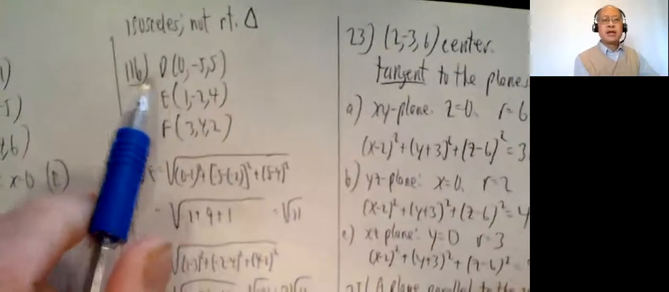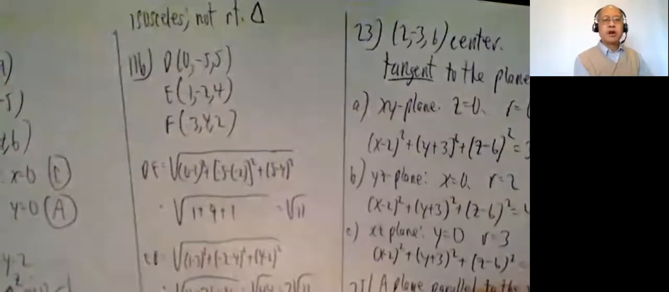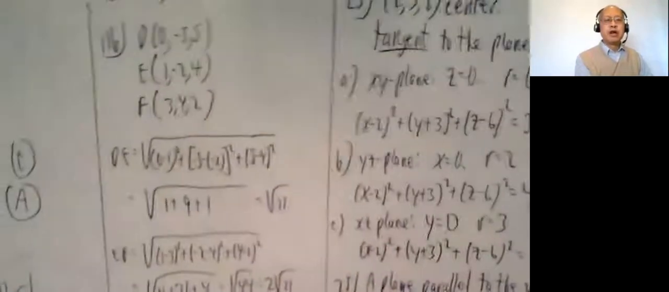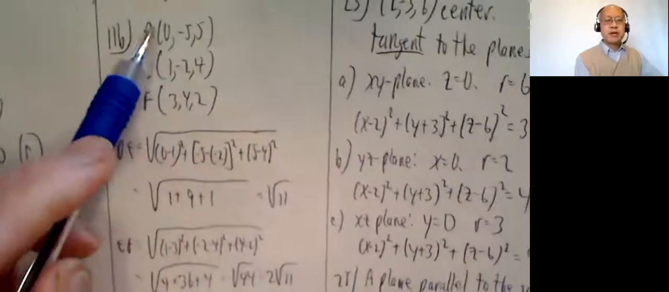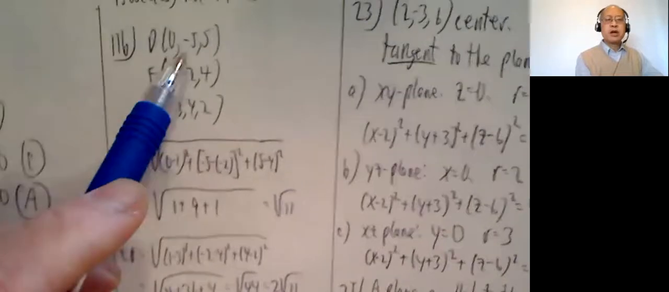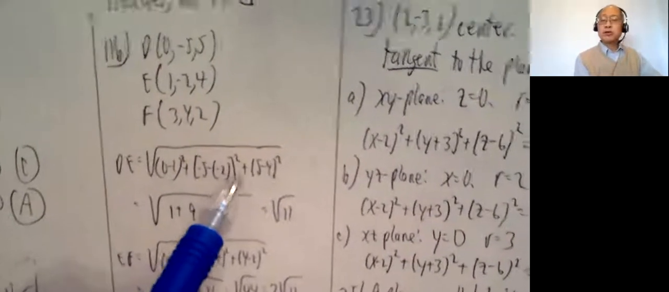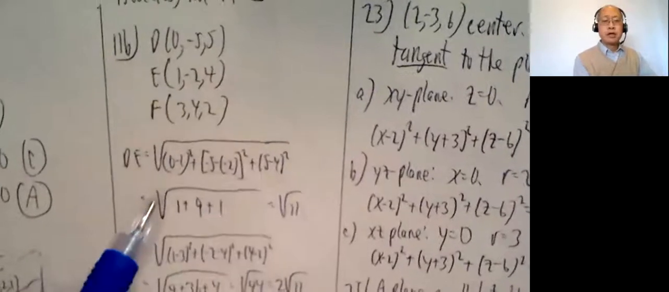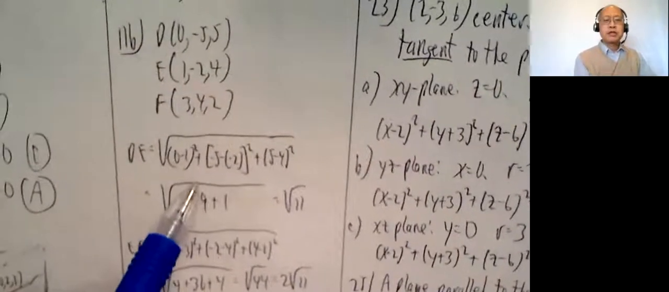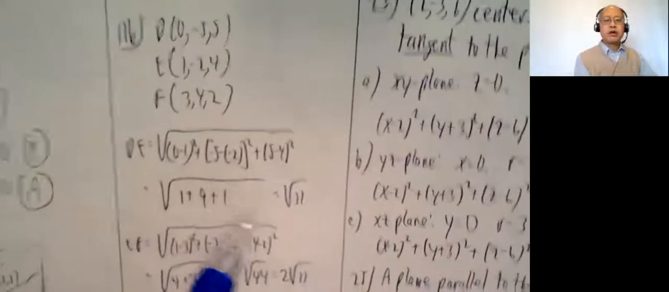So we find the 3 distances. The points they gave me for 11B are D (0, -5, 5), E (1, -2, 4), and F (3, 4, 2). So I find the distance from D to E. Square root of (0 minus 1) squared plus (-5 minus -2) squared plus (5 minus 4) squared. By the way, you can put all these formulas on your formula sheet. So square root of 1 plus (-3) squared is 9 plus 1, radical 11.